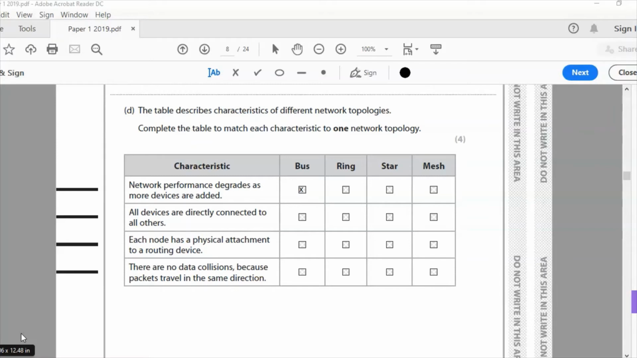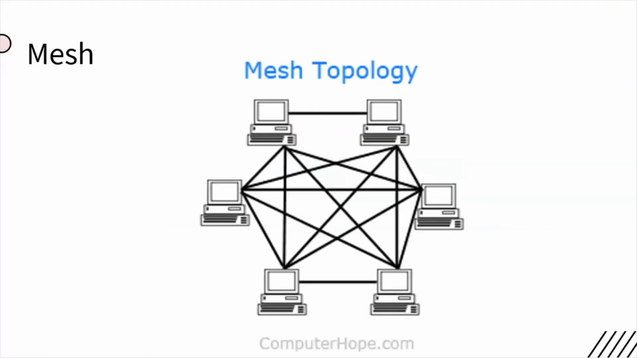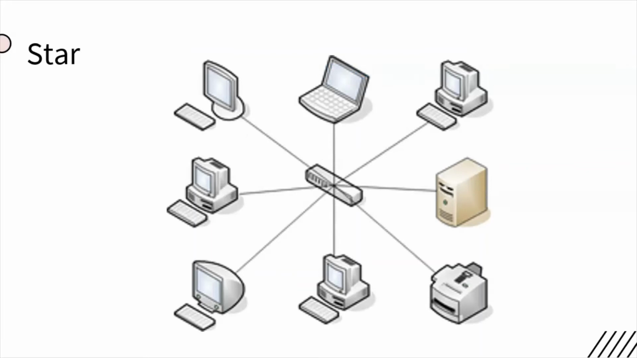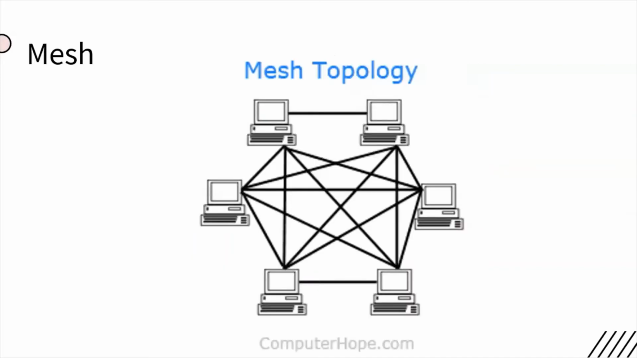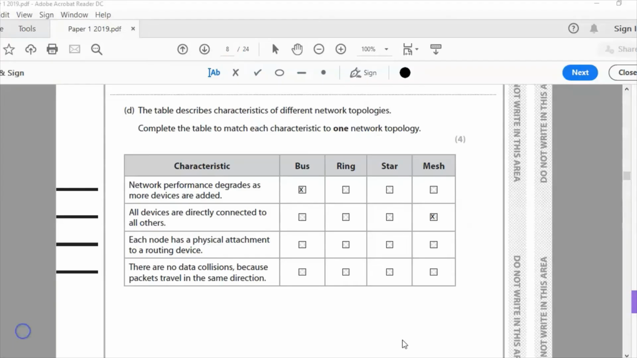Next characteristic, all devices are directly connected to all. So back to the slide, if we look at the mesh topology there, we can see that on this diagram, we've got six computers, and every one of those six computers is connected to every other computer in that network, which is very different to a star network. Because we can see in the star network there, we have a central hub, and the devices are connected to that hub. They're not connected to each other, so they're not directly connected to each other. They're only connected via a hub. But in the mesh network, we can see that we've got every single device connected to every other device. So the correct answer there is all devices are connected directly to each other. That is the mesh network.